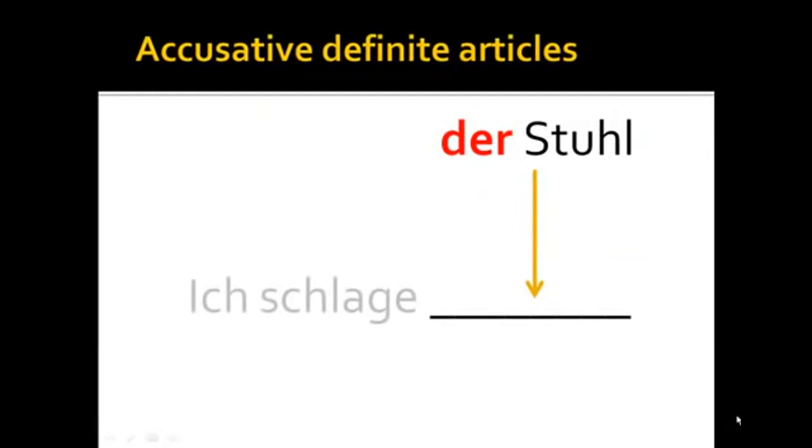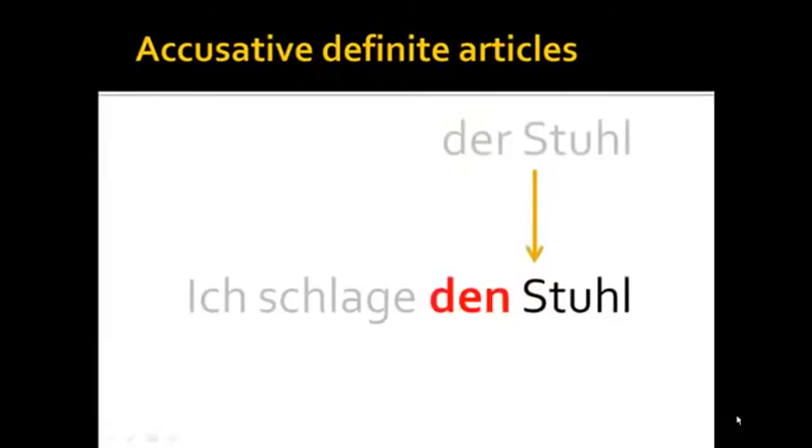So, for instance, we have the sentence here. We have a subject, ich. What am I doing? I'm hitting something, ich schlage. And then we have the masculine singular noun in the nominative, der Stuhl. Now, der Stuhl receives the action of being hit by me. Therefore, it's going to go from der to den. Ich schlage den Stuhl. Now, the noun here is forced into the accusative by the subject of the sentence, ich. The subject is doing something, he's hitting something, and the accusative object receives this action.